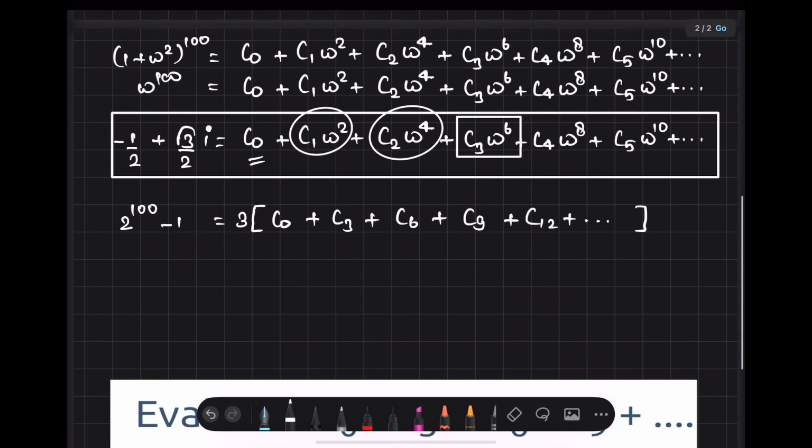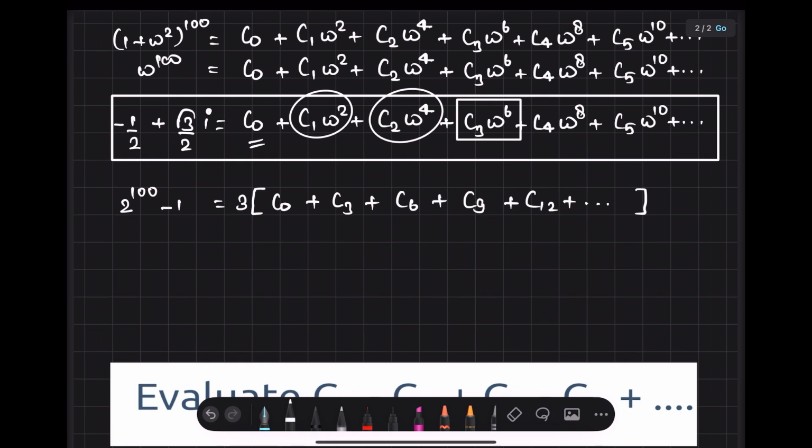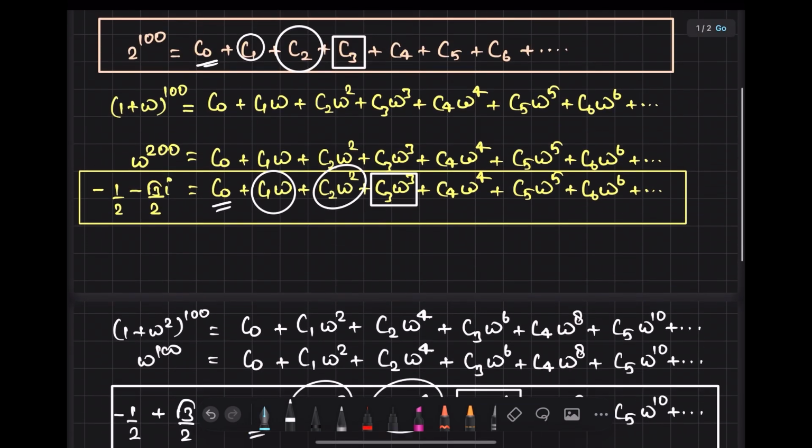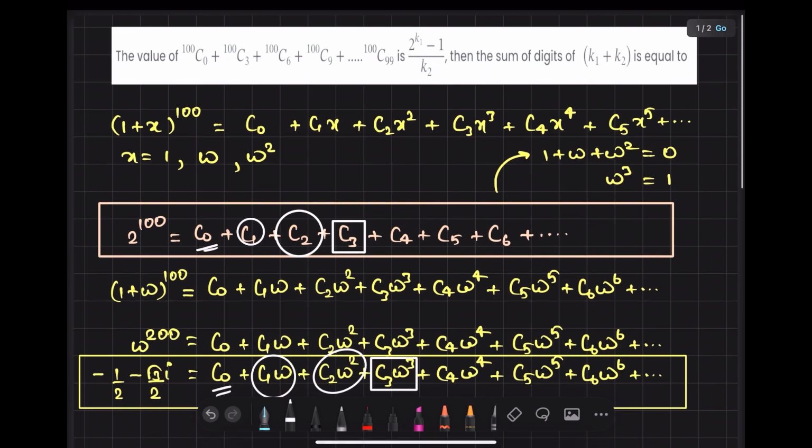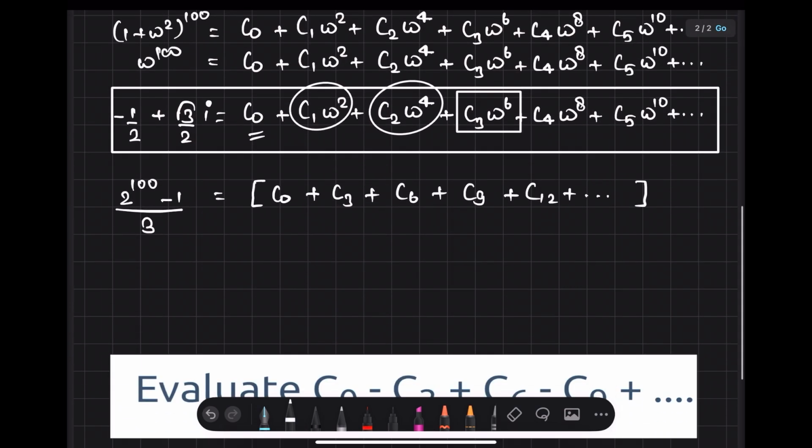Okay, what do we need? We need this component, so we have to get rid of this 3. So what we will do? We will divide both sides by 3. So this is the answer according to us, but according to them the answer is 2 power k1 minus 1 by k2. Answer is 2 power k1 minus 1 by k2.